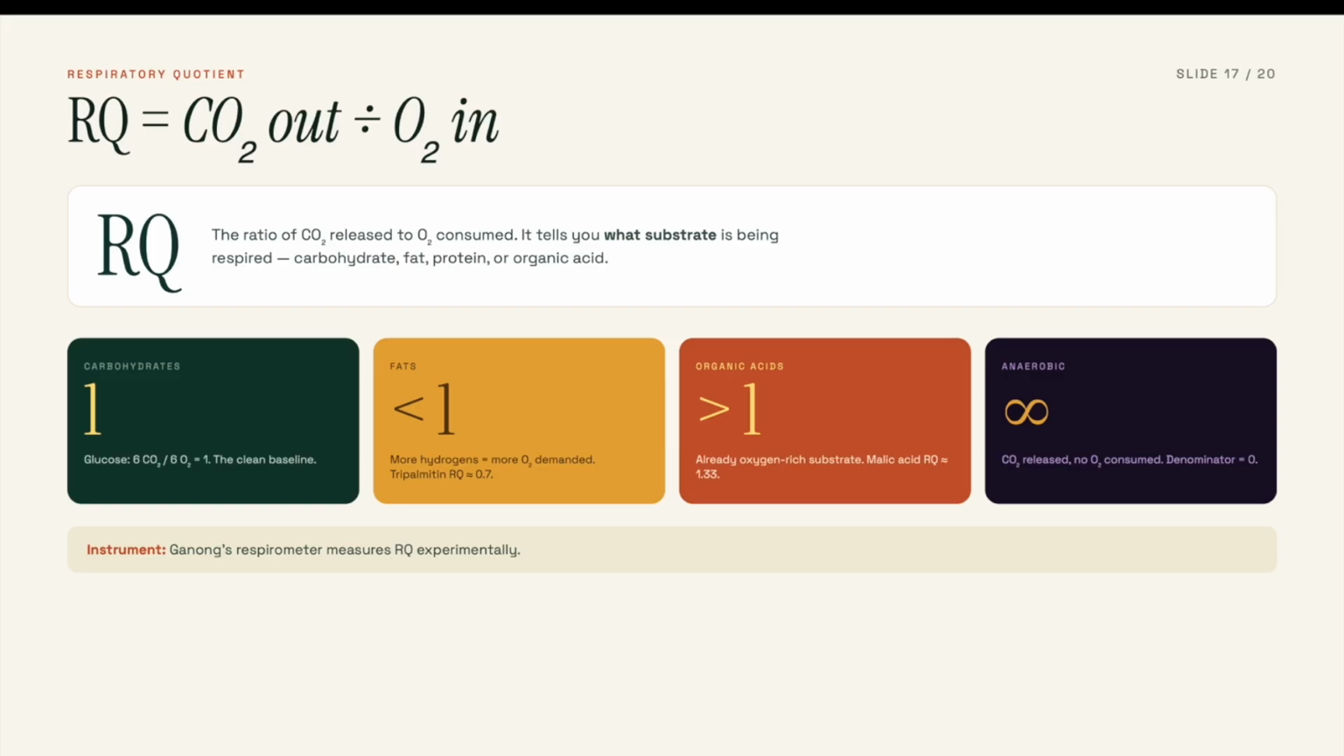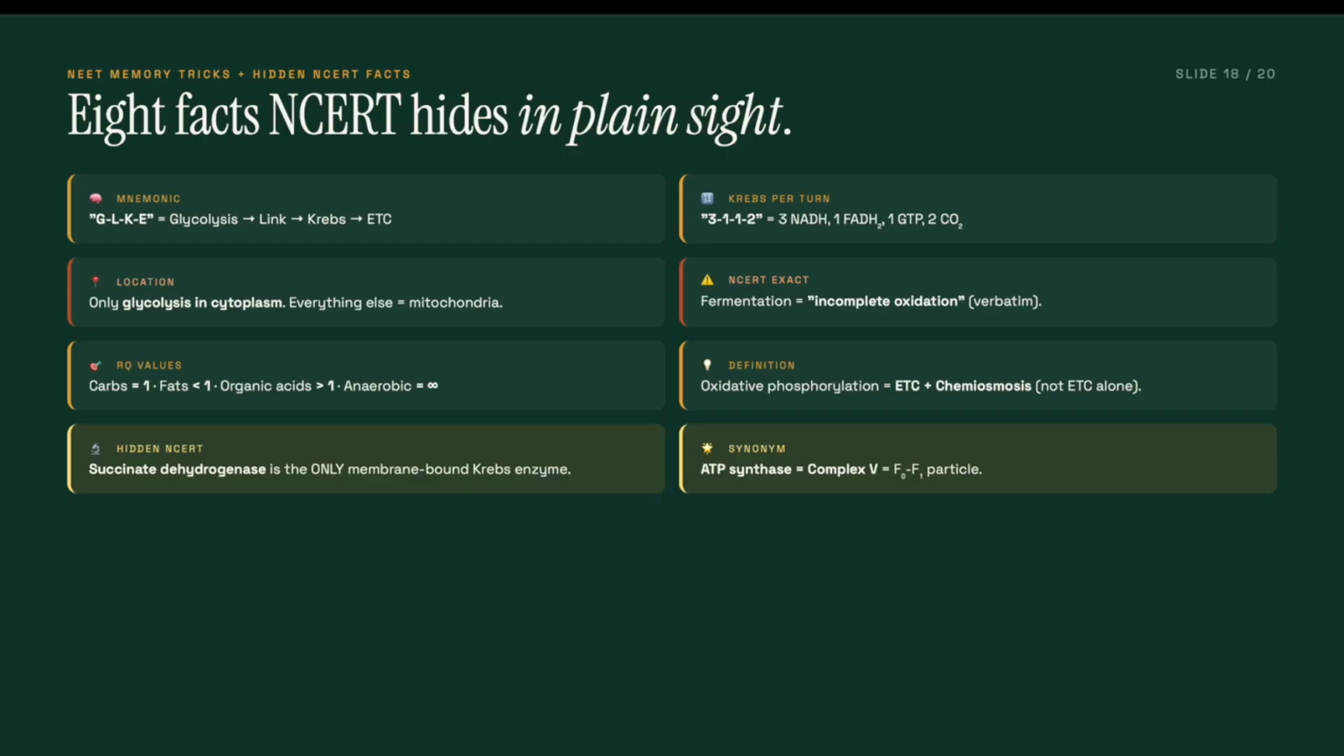The denominator is 0. NEET loves RQ questions. Remember, carbs equal 1, fats less than 1, organic acids more than 1. Let me give you some powerful memory tricks. First, remember the order of stages with GLKE: Glycolysis, link reaction, Krebs cycle, electron transport chain. For the Krebs cycle, products per turn, remember 3112: 3 NADH, 1 FADH2, 1 GTP, 2 CO2.